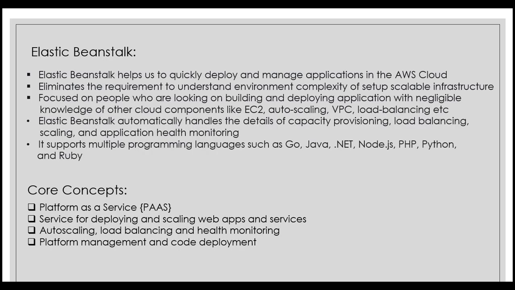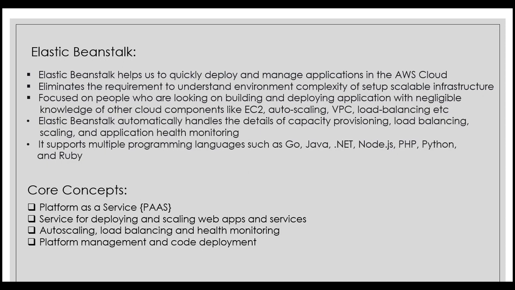So basically, Elastic Beanstalk is a platform as a service provided by AWS. So how exactly does it help us? It helps us to quickly deploy and manage applications in the AWS Cloud. So the complete complexity of setting up a scalable infrastructure is taken out completely.